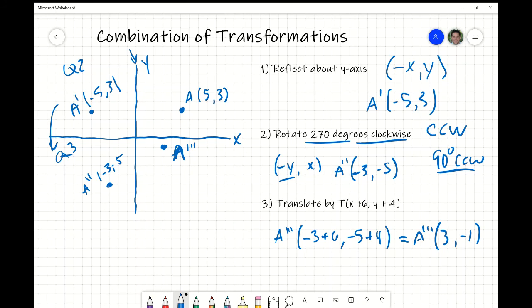That's an example of combination of transformations that could be applied to, again, a more complex figure like an equilateral triangle or a right triangle or something like that. You would basically just do each one of these steps for each one of the vertices, and that would give you the complete set of combination transformations.